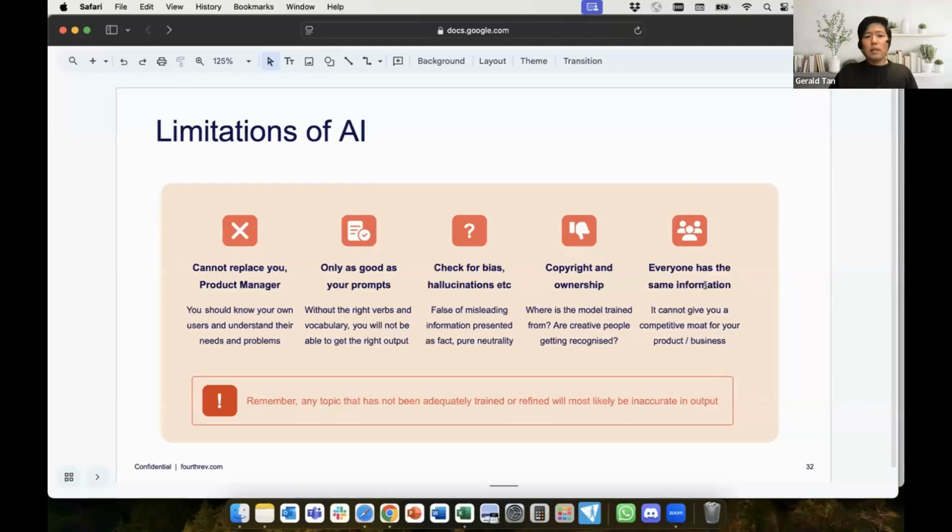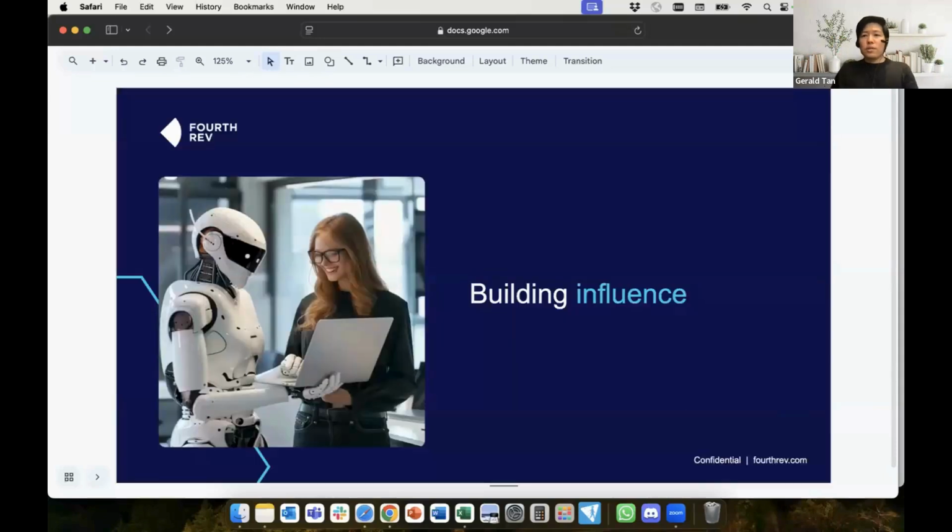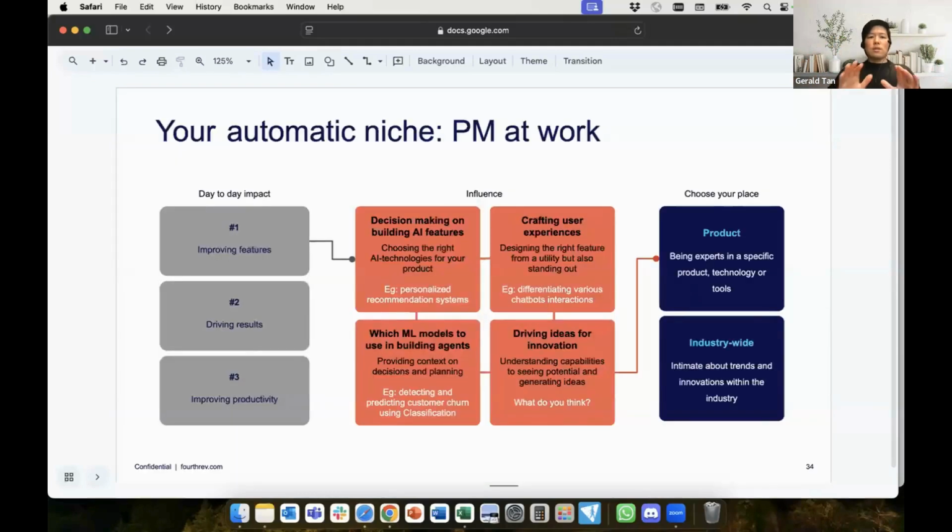Okay. On that note, we are at the halfway point, and I'm going to now focus on you building your external influence. So the good news is, if you are a PM at work, you actually have an automatic niche. So you don't have to think so hard about where you are going to find your niche. I tell you, it's very simple. Use this very simple framework.